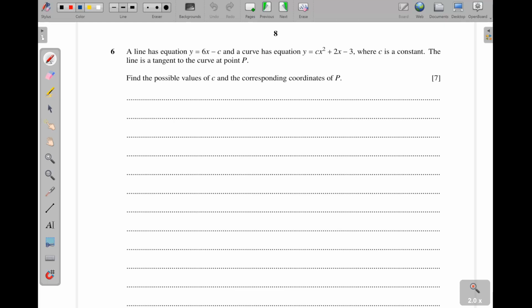Question 6 is coming from Quadratics. A line has this equation here and a curve has this equation, where C is a constant. The line is a tangent to the curve at point P. Find the possible values of C and the corresponding coordinates of P.